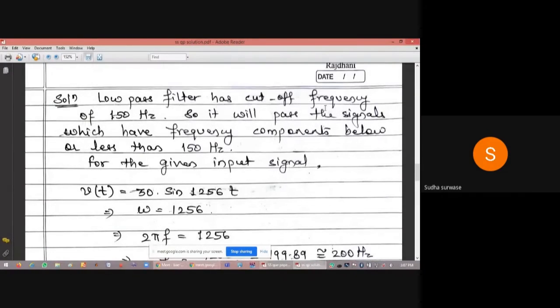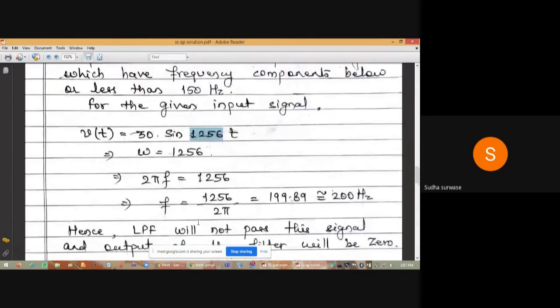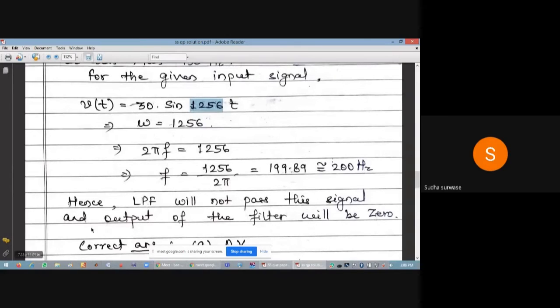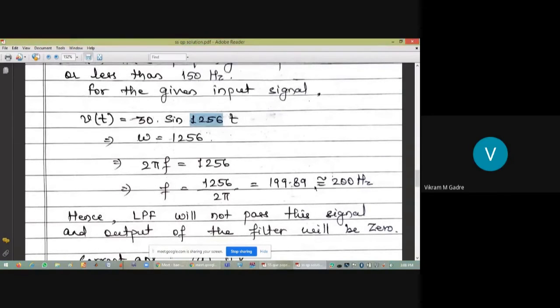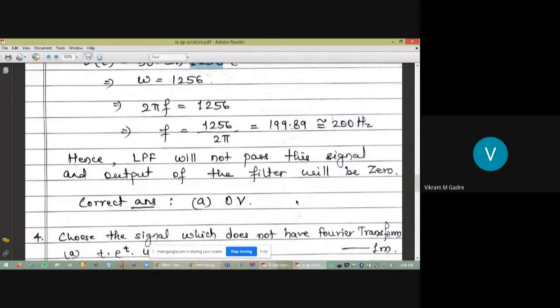Solution: the low pass filter is given with a cutoff frequency of 150 Hz. So it will pass all the signals which have frequency components below 150 Hz. For the given input signal, omega is equal to 1256, from which we can write f, which comes out to be approximately 200 Hz. So the LPF will not pass this signal and the output of the filter will be 0, because the cutoff frequency of the filter is 150 Hz and the signal we have is 200 Hz. So the output will be 0 volt. Very good.